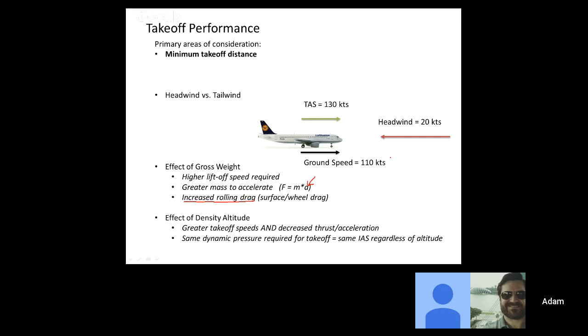And then, of course, there's density altitude, and we already touched on this. As your air becomes less dense, your propeller is less efficient, your engine is less efficient, it takes in less air, and your wings do not lift as efficiently as they would in thicker air.